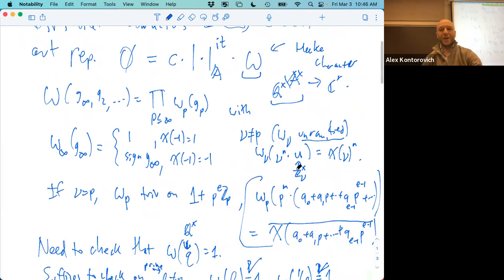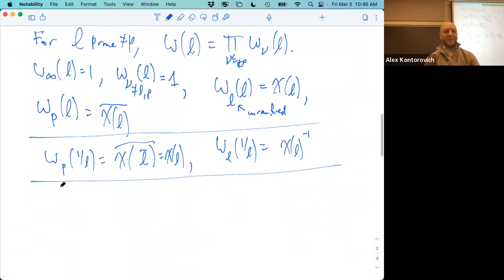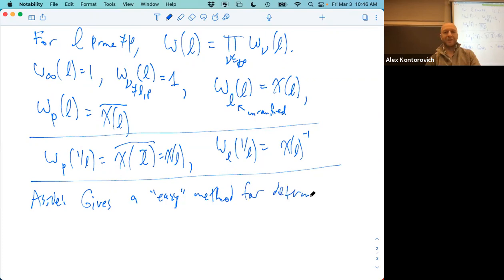Okay. By the way, a little aside. You guys had asked, how do you tell if a character is primitive? This gives a way. I never thought of this before, and I don't know that it's written anywhere. I'd be happy to be proved wrong. This gives an easy method for determining whether chi mod n is primitive.